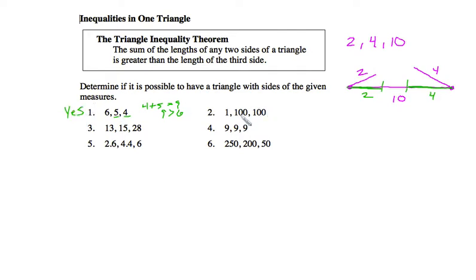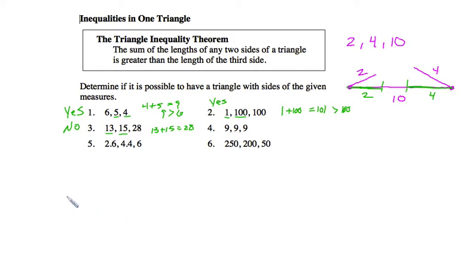In number 2, if two of the sides are the same, we just pick one of them to be the longest. So 1 is smaller, and we'll say 100 is the other one. 1 plus 100 is 101, which is bigger than that third side, so yes, these lengths will make a triangle. In number 3, 13 and 15 are the smallest sides. 13 plus 15 is equal to 28. 28 is not bigger than 28, so this isn't going to make a triangle.